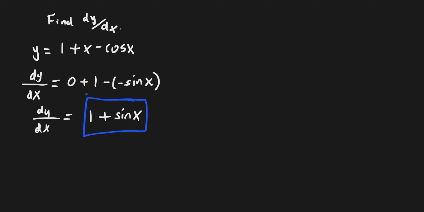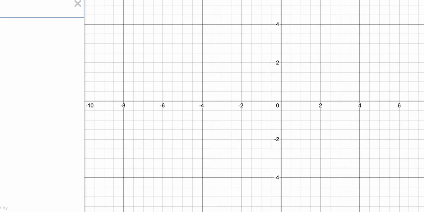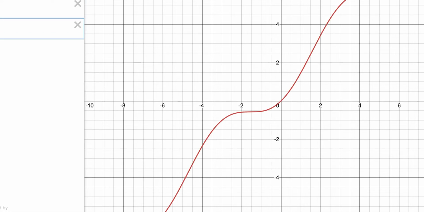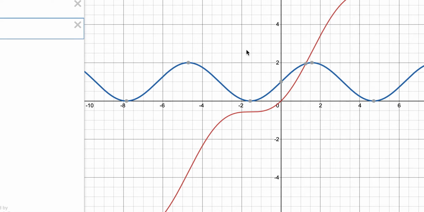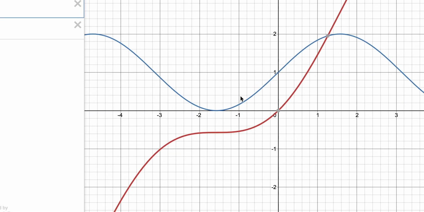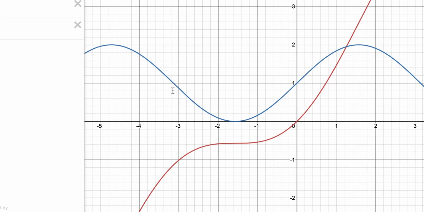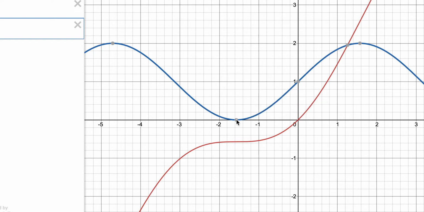Now let's look at the graph. So this is 1 plus x minus cosine x and 1 plus sine x. These are the two functions. Now, I wanted to look at the relationship between the two. So this red graph right here is the original graph, the graph of the original function. And this right here is the graph of the derivative.